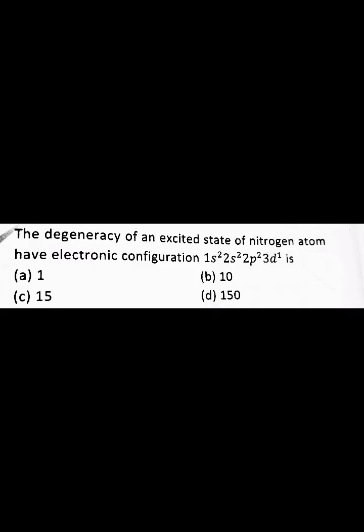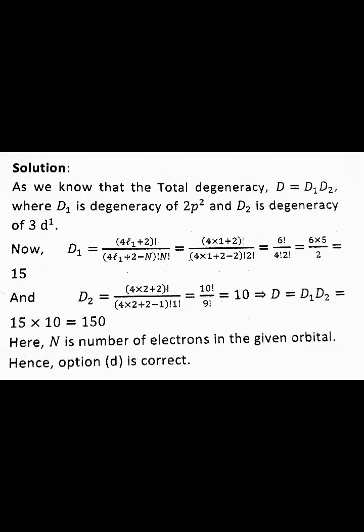The next question is, the degeneracy of an excited state of the nitrogen atom having electronic configuration 1s2, 2s2, 2p2, 3d1. So here to find the degeneracy, we need to consider the subshells having unpaired electrons. Here the subshells are 2p2 and 3d1. So we need to take the degeneracy for 2p2 and 3d1. Let the degeneracy for 2p2 be d1 and for 3d1 it is d2. Then the total degeneracy is d equal to d1 into d2.